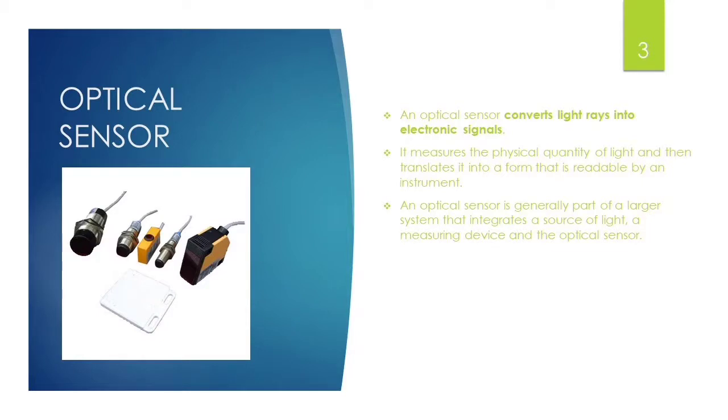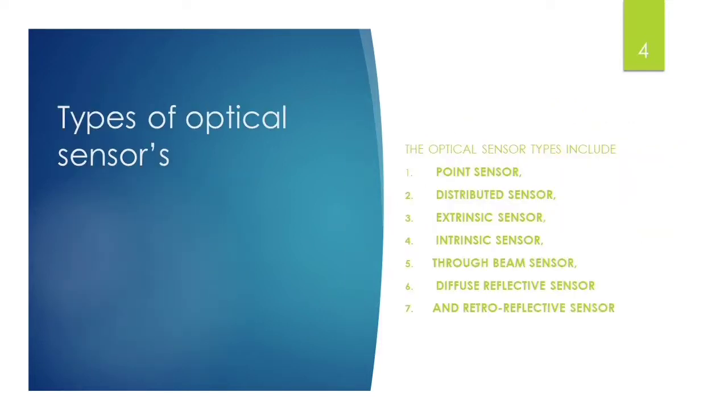Optical sensor. An optical sensor converts light rays into electronic signal. It measures the physical quantity of light and then translates it into a form that is readable by an instrument. An optical sensor is generally part of a larger system that integrates a source of light, a measuring device, and the optical sensor.